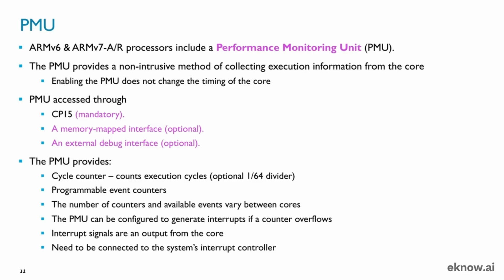So, what happens when a counter gets full? The PMU can be configured to generate an interrupt when one of its counters overflows. This is incredibly useful for profiling. Instead of constantly checking the counter value, your software can just wait for an interrupt, which signals that 1,000,000 cache misses, for example, have occurred. This interrupt signal is an output from the processor core itself, and it needs to be connected to the system's main interrupt controller so that the operating system can handle it. This allows for sophisticated, low-overhead performance monitoring while the system is running.